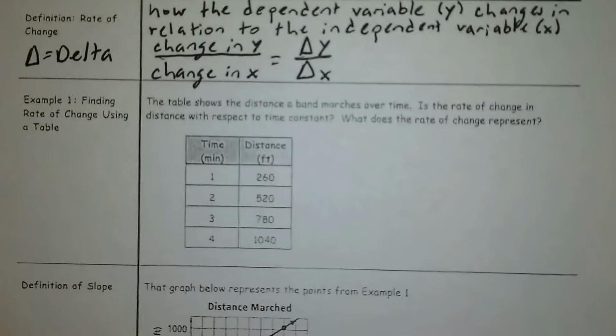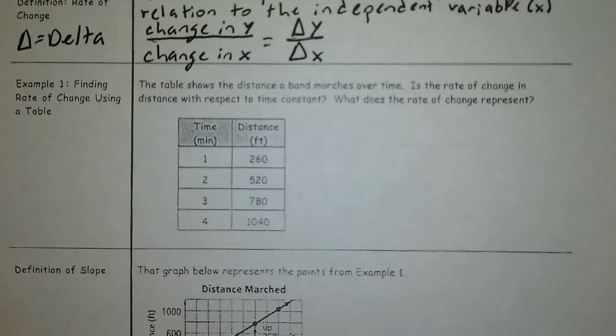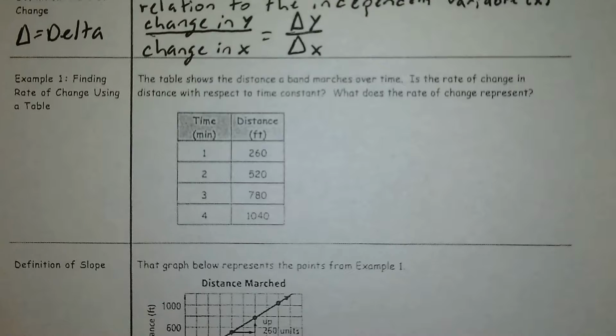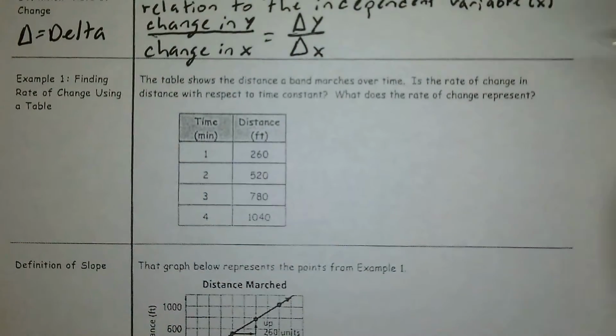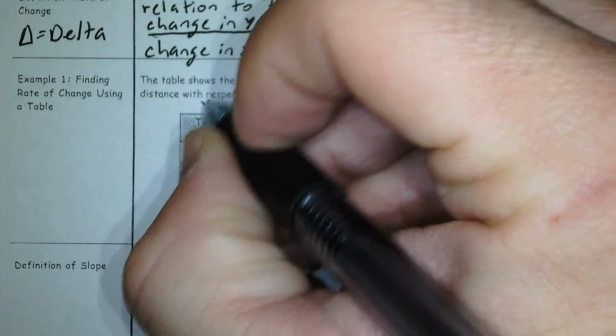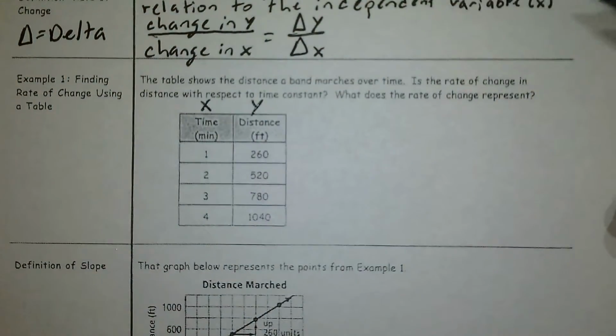So how would that be applied in problems? Well, this table shows the distance that a band marches over time. Is the rate of change in distance with respect to time constant? And what does the rate of change represent? Well, first of all, we need to figure out if it's constant. How do we know if it's constant? Well, we look at the x values. So these are the x values, these are the y.